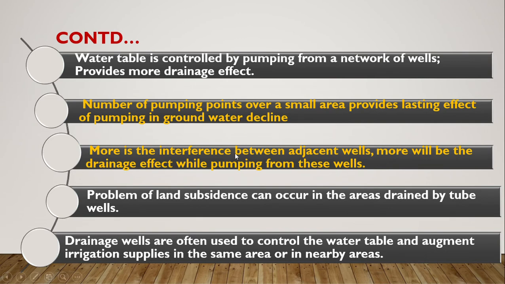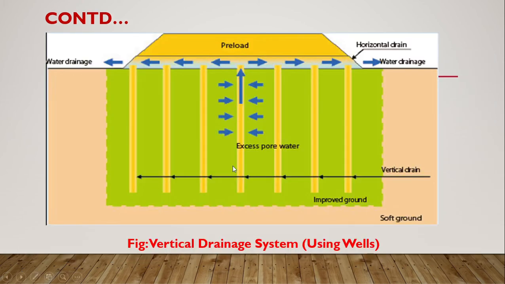The number of pumping points over a small area provides a lasting effect of pumping, with groundwater declining more. We will construct the wells in such a way that their cones of depression will interfere with each other. They should be at a closer distance, such that the cone of depression of this well should interfere with this well. So the water from each of the wells will be pumped out. All the wells will be pumped out. At that time, the water table here will get decreased and the pumped water can be used for irrigation or whatever it is. So there is a double advantage.